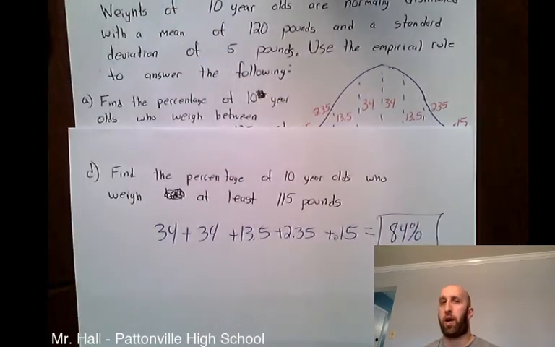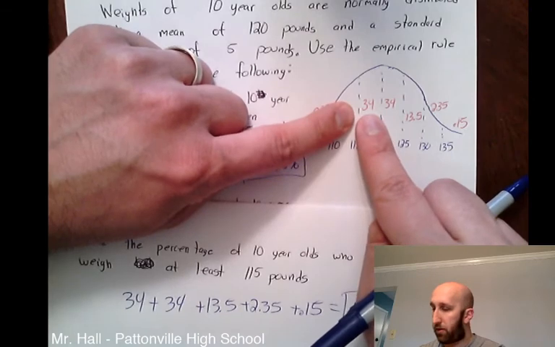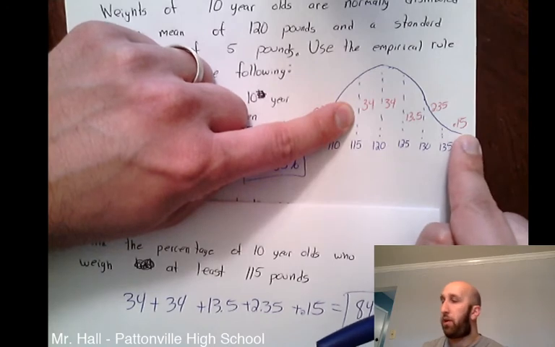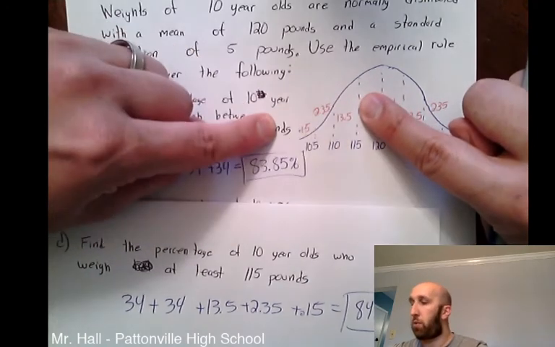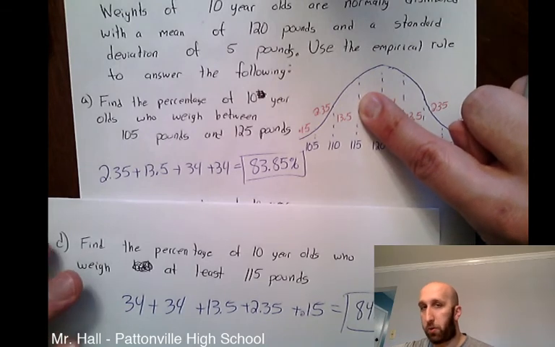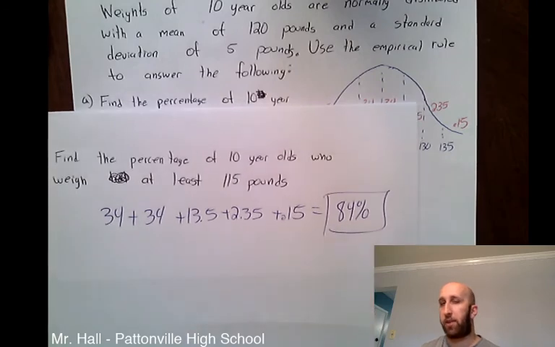Now there is a trick on how you can do this. We know the entire area under the curve should add up to 100%. So they wanted, what is the probability that it's at least 115 pounds? So we added 34, 34, 13.5, 2.35, and the 0.15. You could go the opposite way. If you take the numbers that don't qualify for this, which is these three numbers, 0.15 plus 2.35 plus 13.5, and you subtract them from 100%, guess what you're going to get? You're going to end up with 84%. So you can use that to your advantage if you want.